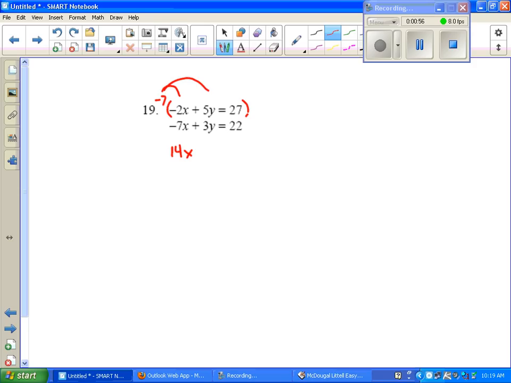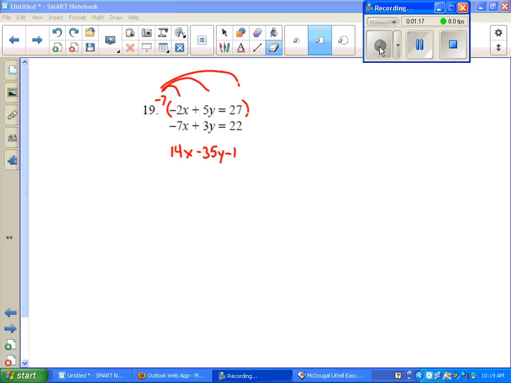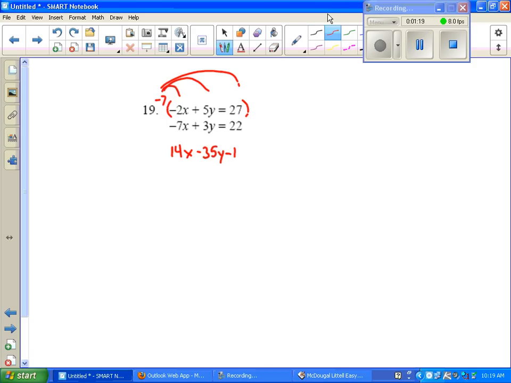Negative 7 times positive 5y gives you negative 35y. And negative 7 times 27 is a negative 189. So look how much larger your numbers get when you have to do this.